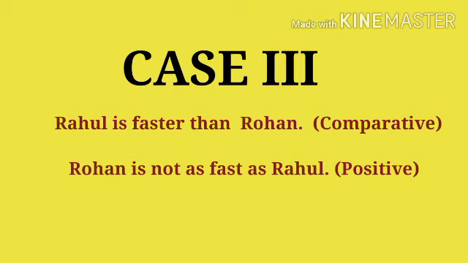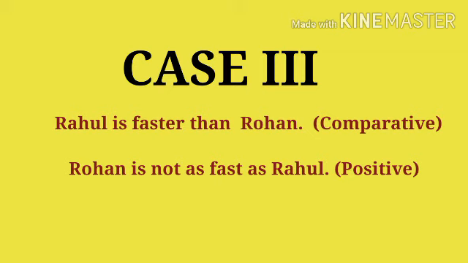Now, let's go through the third case. Rahul is faster than Rohin. That is the question given here. Here, is there a comparison done with a very big class? Not exactly. Here, comparison is only between two persons, that is Rahul and Rohin. What is said is Rahul is faster than Rohin.